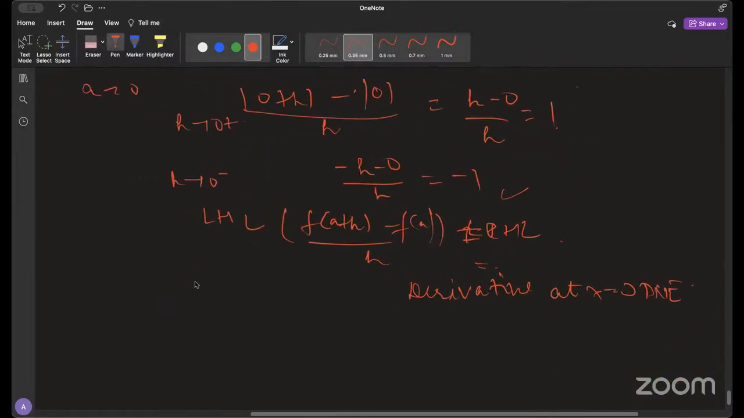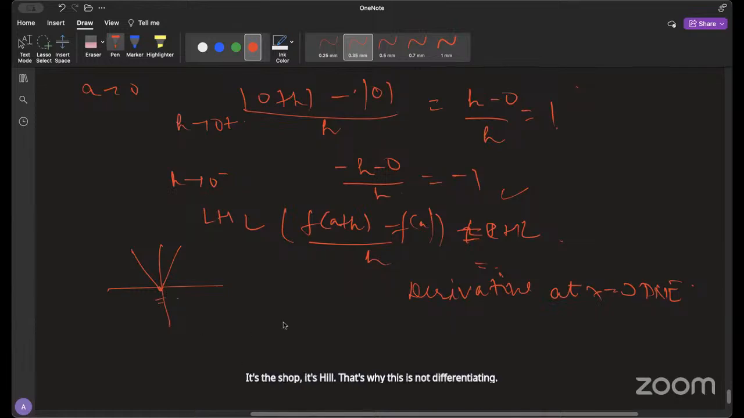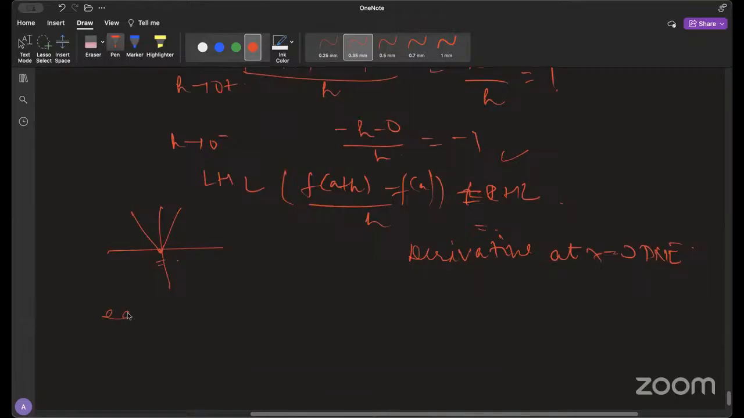So for this function, your derivative does not exist, and you can see it from the graph as well. It's a sharp edge here. That's why this is not differentiable. Then we'll take up one more example.